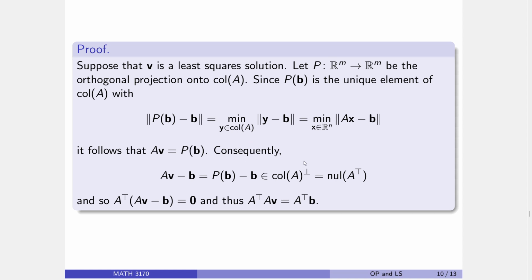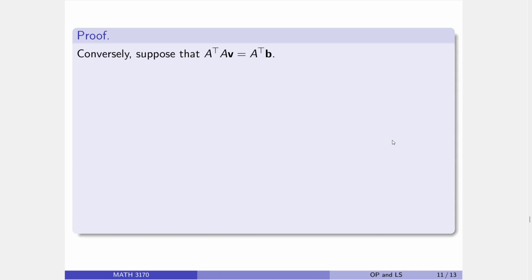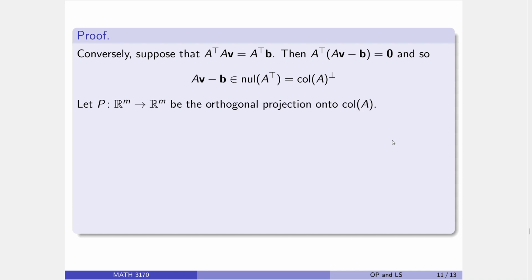All right, and then that gives us that if you have a least squares solution, it has to satisfy this equation right here. These are sometimes called the normal equations. Now, conversely, suppose that we do satisfy that. We want to show that you then minimize. Well, if you satisfy that, then AV minus B is in the null space of A transpose, which means that you're in the orthogonal complement of the column space.